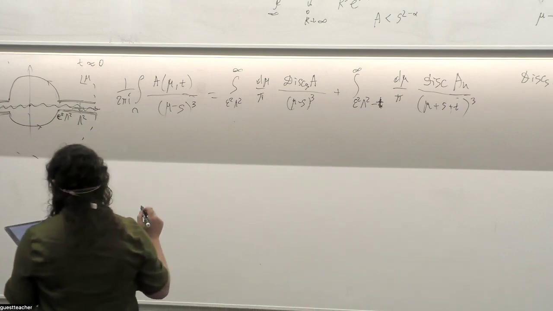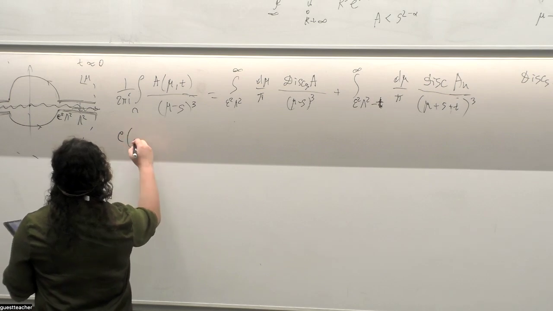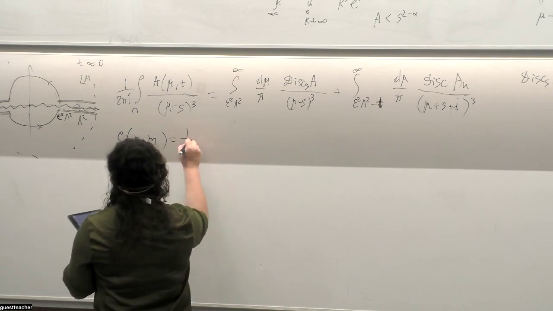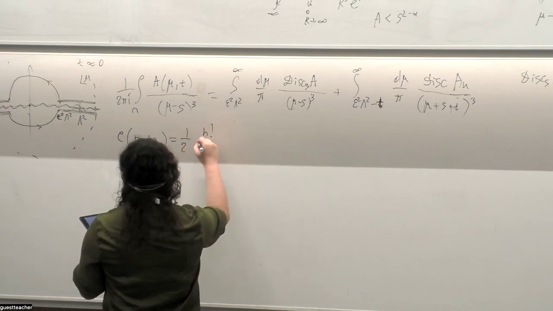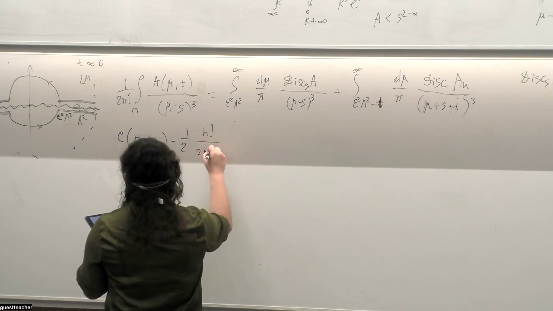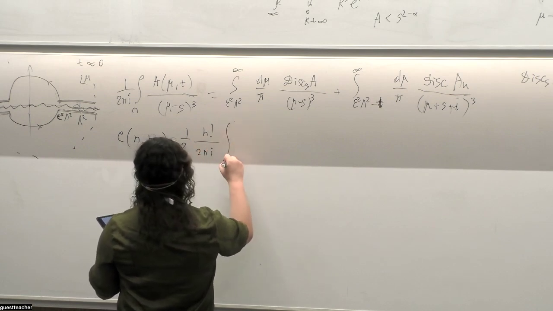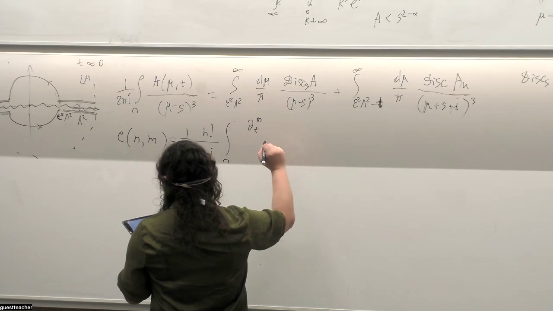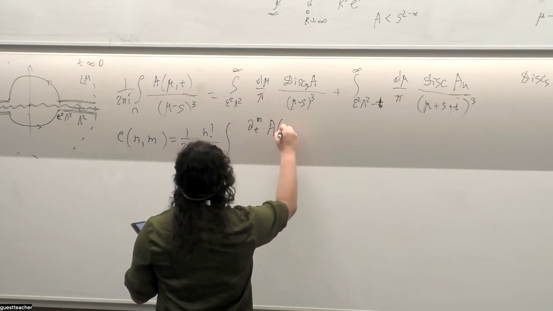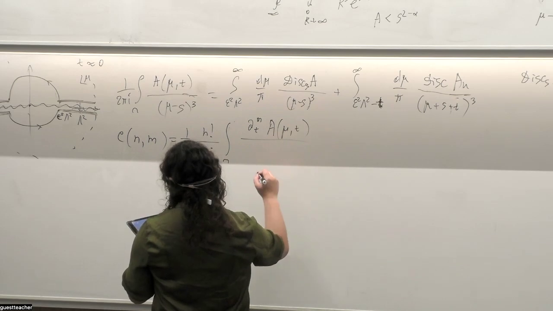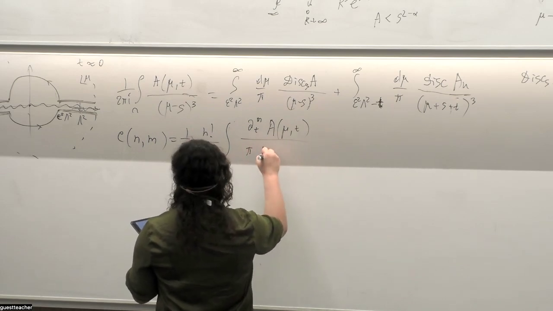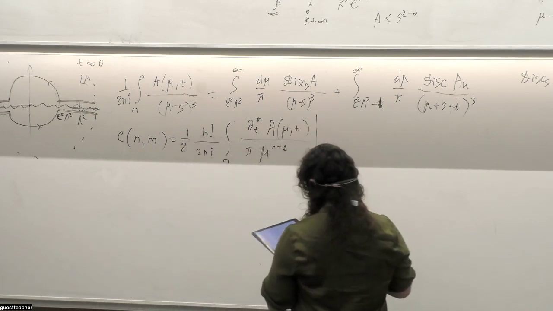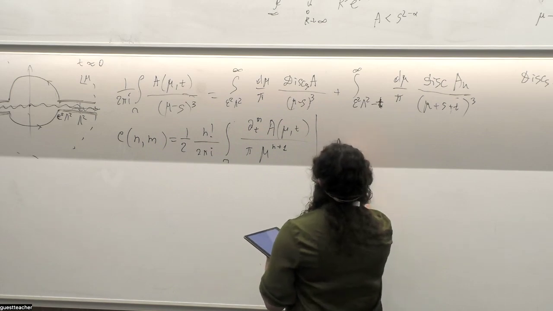Let me make a couple of general definitions. I will call C_{n,m} the quantities which correspond to one half, n factorial over 2 pi i, arc integral of the m-th t derivative of the amplitude of mu and t over pi mu to the power n plus 1. And all of this is taken at t equal to 0, or maybe the limit taken at t equal to 0.